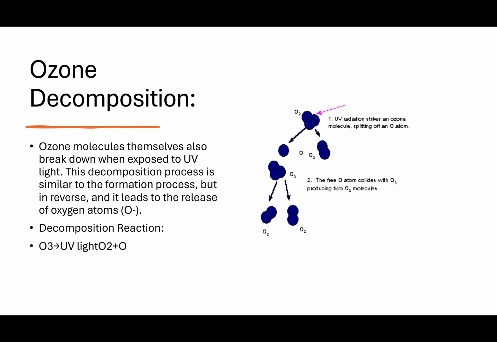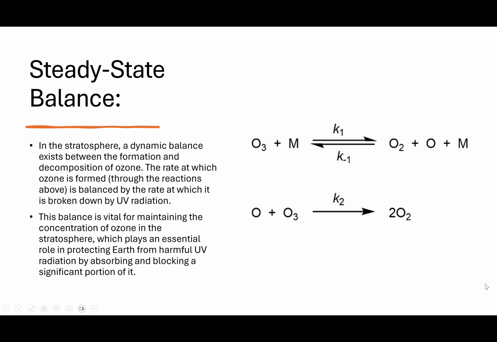Now, ozone decomposition. Ozone molecules themselves also break down on exposure to UV light. This decomposition process is similar to the formation process but in reverse, and it leads to the release of oxygen atoms, or oxygen radicals. First, the UV light strikes an ozone molecule, splitting off an oxygen atom. The free oxygen atom collides with O3, producing two molecules of O2. So this is the decomposition of ozone.